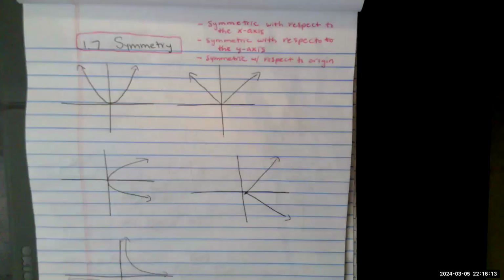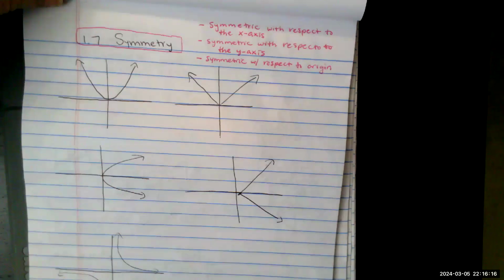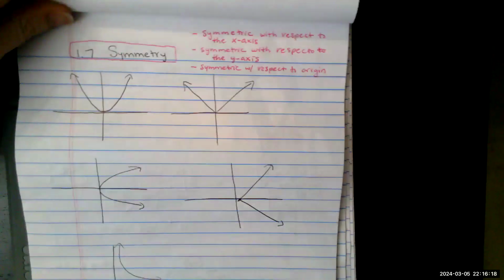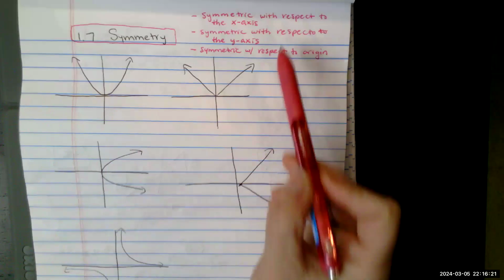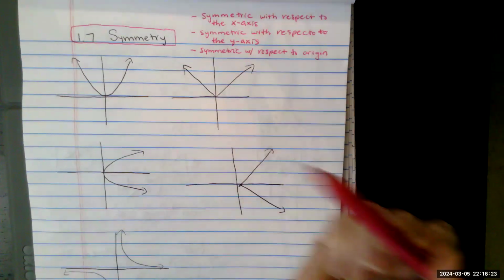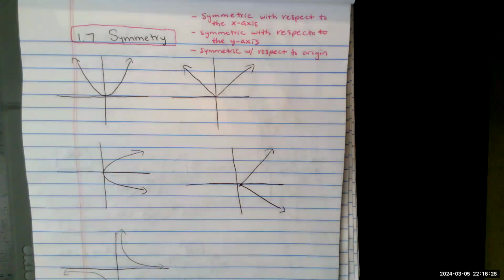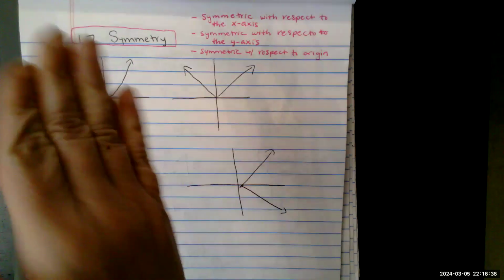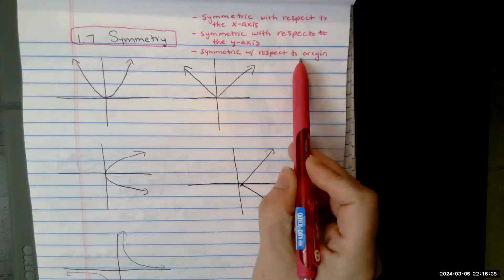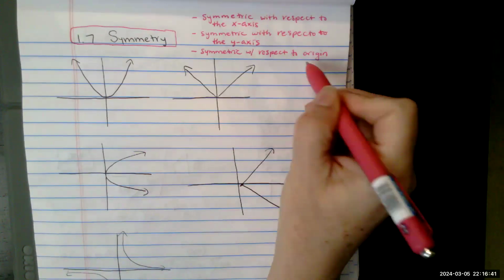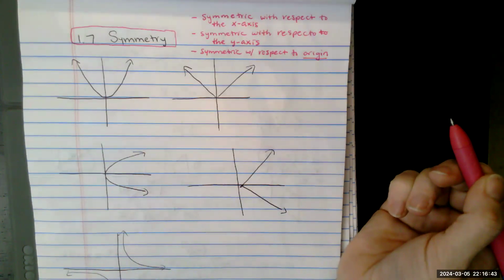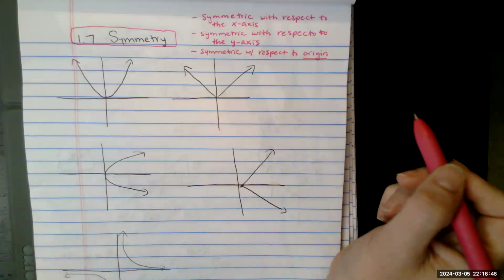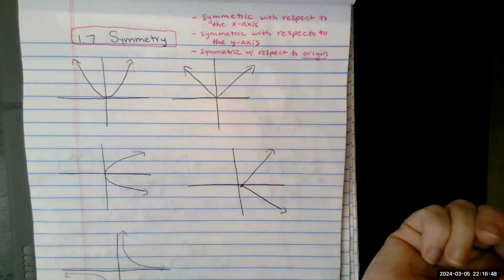So first is symmetry. There's three types of symmetry that they're going to be talking about in this unit. It's symmetry with respect to the x-axis, which means the top and the bottom are the exact same as if you had flipped one side over the x-axis. Then there's symmetry with respect to the y, same thing, but this time over the y-axis. And symmetry with respect to the origin, which is kind of like flipped over the x and then over the y. And I'll explain in a second.